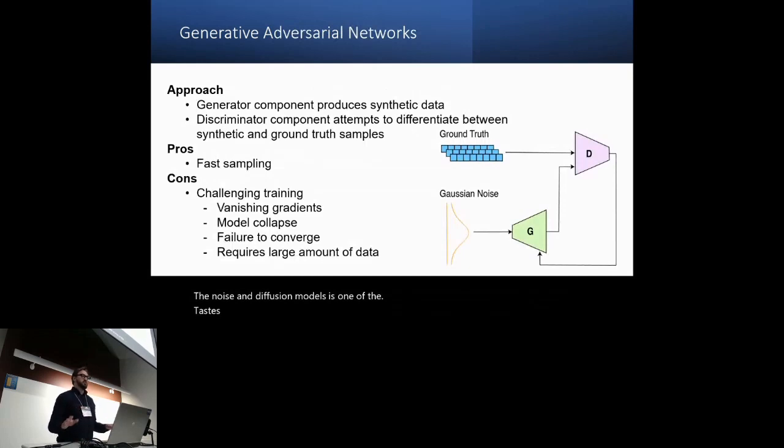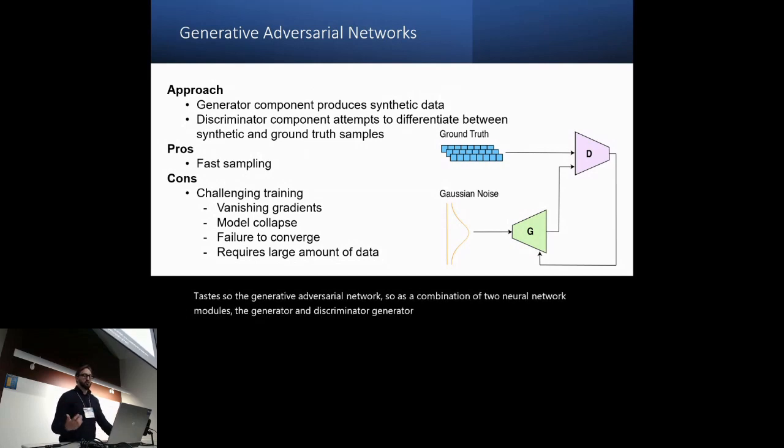The generative adversarial networks are built as a combination of two neural network modules, the generator and discriminator. Generator synthesizes new data, and discriminator tries to distinguish it from the ground truth and gives feedback back to generator. One of the advantages of this algorithm is fast sampling, but GANs are also notoriously difficult to train. There are multiple issues involved, such as vanishing gradients, model collapse, failure to converge, and they require a large amount of data.